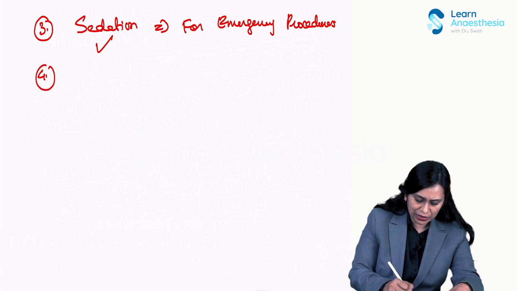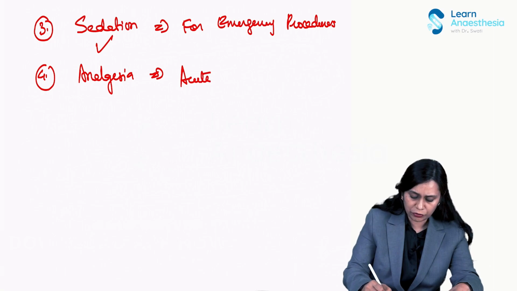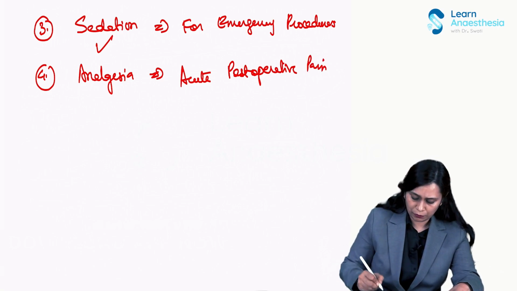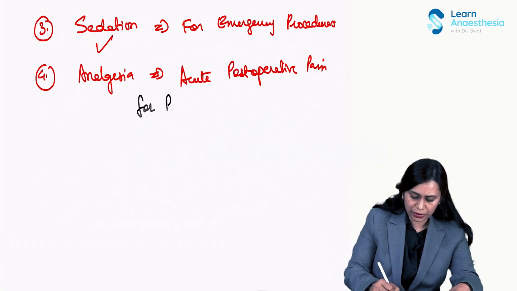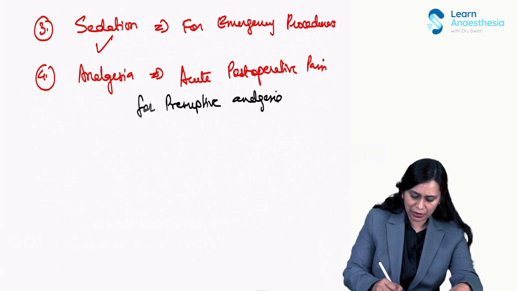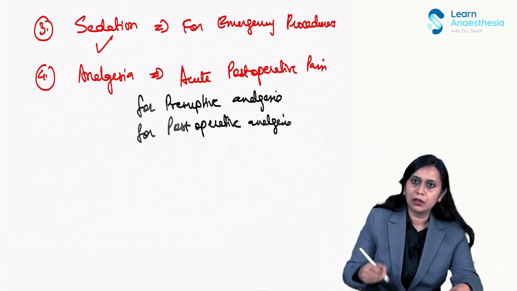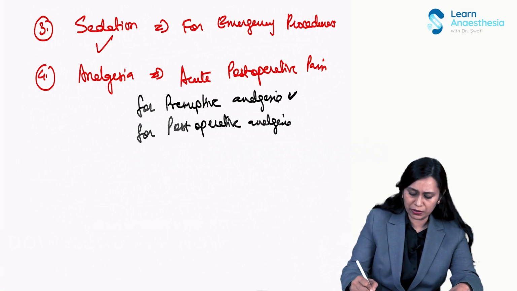Then analgesia, it can produce analgesia. So it is used for acute post-op pain, for treatment of acute post-operative pain, as preemptive analgesia, because it prevents hyperalgesia, right? And for preemptive and post-operative analgesia, both. So before starting the surgery, we can also give for preemptive and post-op also.